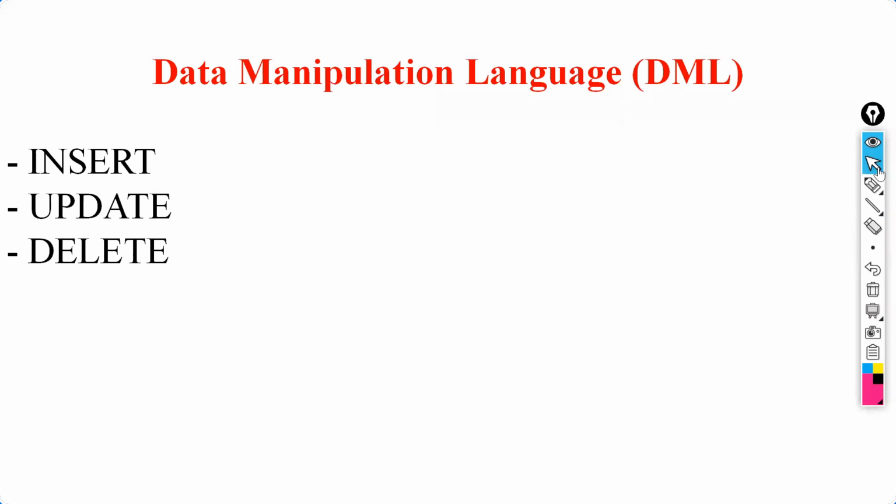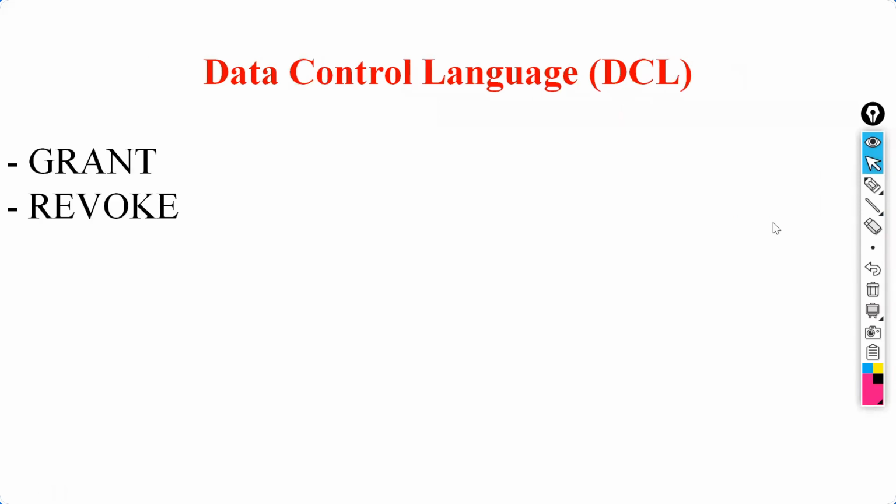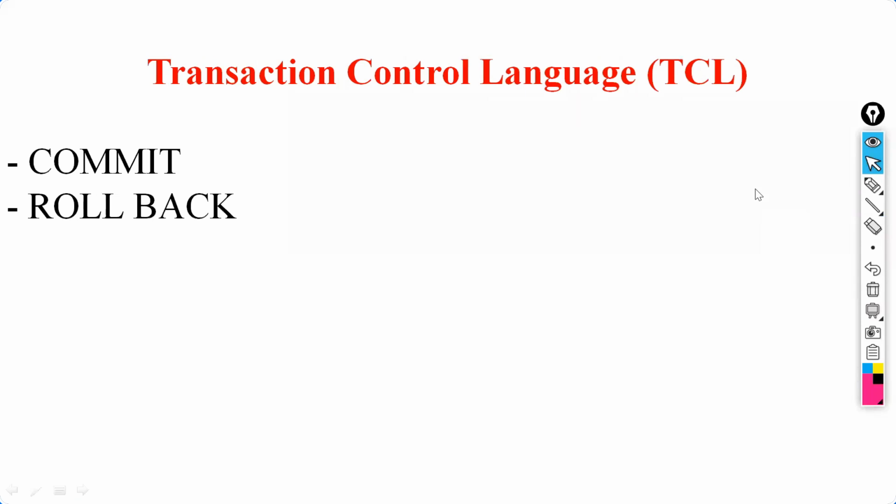Insert, update, delete. These 3 commands come under DML. Next one is DCL, data control language, where we have only 2 commands called grant and revoke. One is called grant, one is called revoke. Both of them come under DCL. The last one is TCL, with commit and rollback. Commit means save, rollback means undo. These are the 2 commands in the TCL.